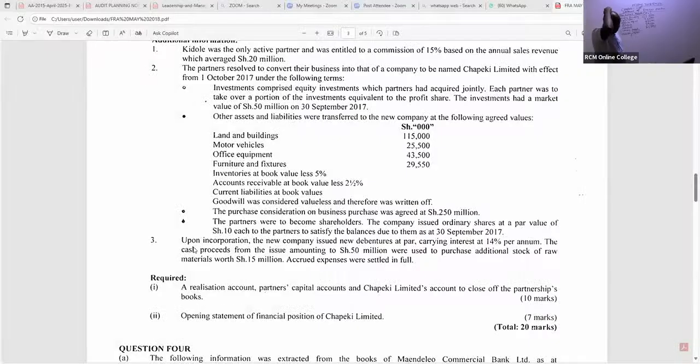There's a place we read here, note 3. Upon incorporation, the new company issued new debentures at par, carrying interest at 14% per annum. The cash proceeds from the issue, amounting to 50,000, were used to purchase additional stock of raw materials worth 15,000. Raw materials are inventory. So as we are working with fair value, plus 15,000.